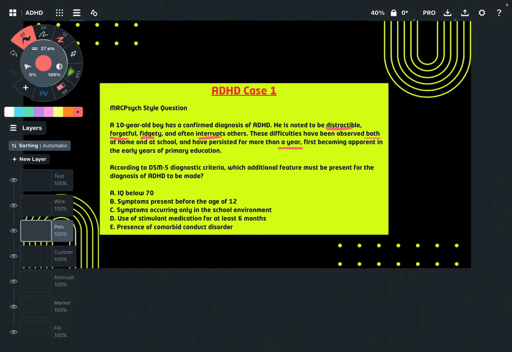A. IQ below 70. B. Symptoms present before the age of 12. C. Symptoms occurring only in the school environment. D. Use of stimulant medication for at least 6 months. E. Presence of comorbid conduct disorder.